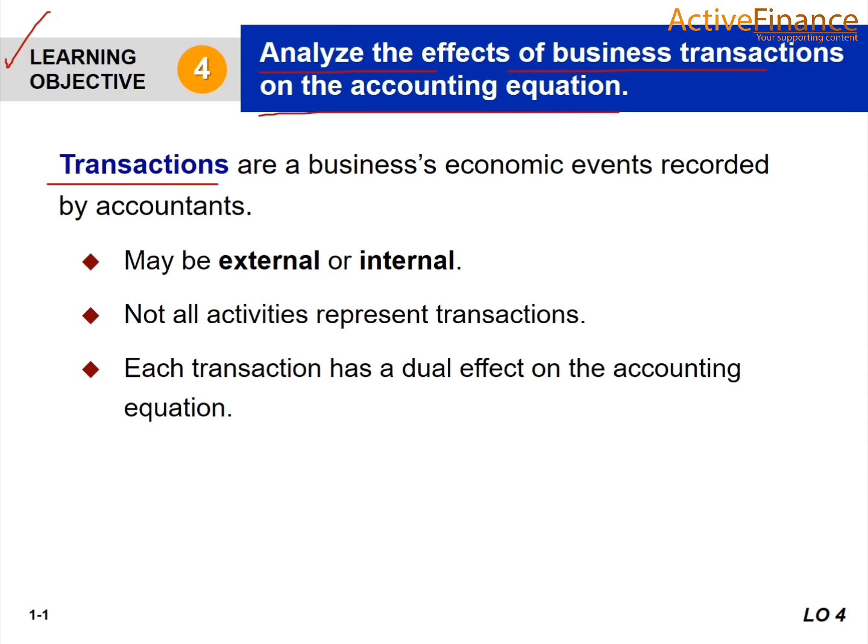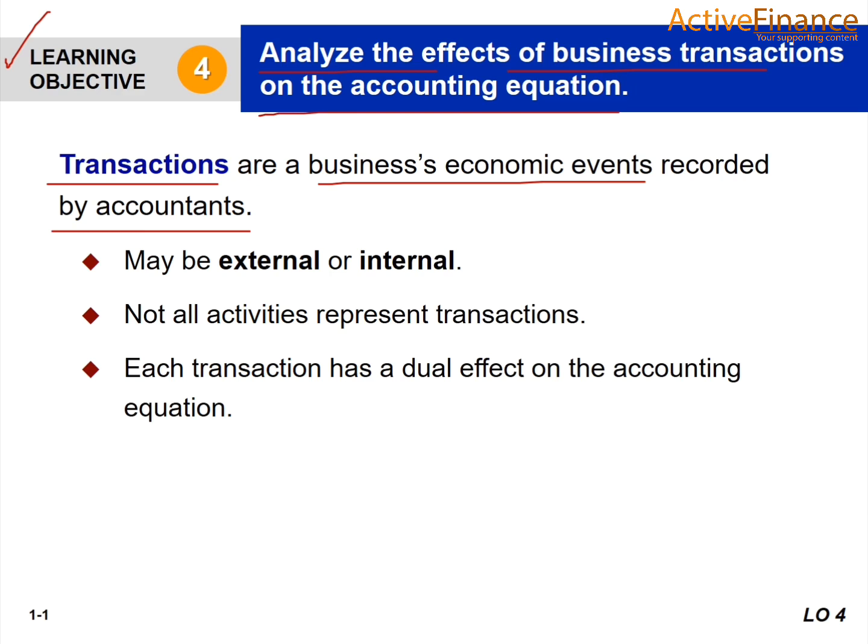What does it mean? Transactions are the business economic events recorded by an accountant. Economic events are like the sale of snack chips by PepsiCo. The sale is an event which has occurred in the business, so it is known as an economic event, or the sale or any other transaction made within the business organization.